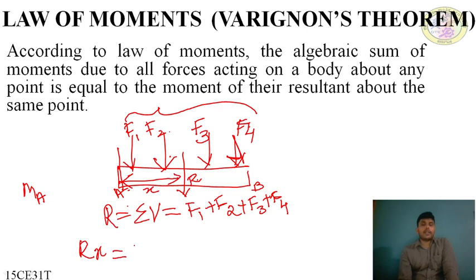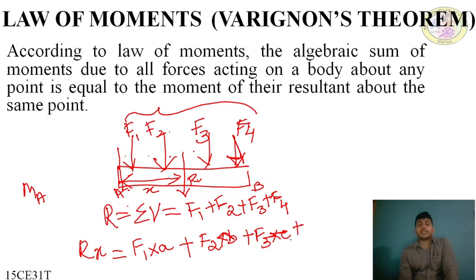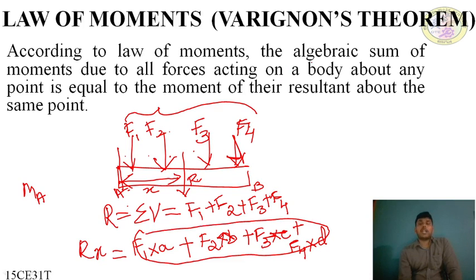The sum of moments of the forces is F1 into a, plus F2 into b, plus F3 into c, plus F4 into d, where a, b, c, d are the distances from A to F1, A to F2, A to F3, and A to F4. The law of moments says the algebraic sum of moments of all forces acting on a body about any point is equal to the moment of their resultant.